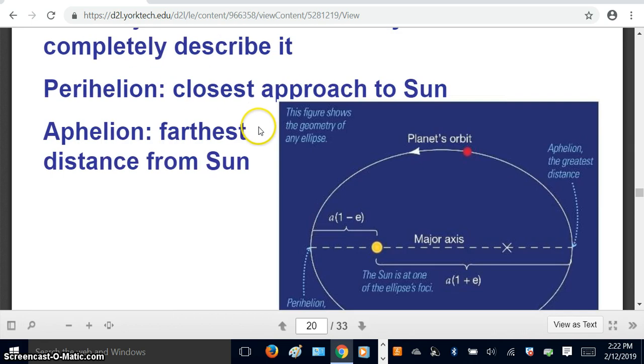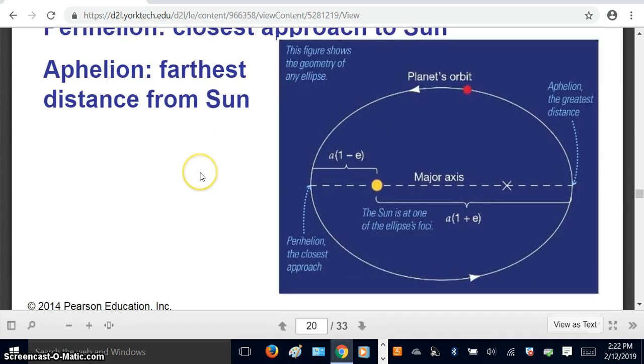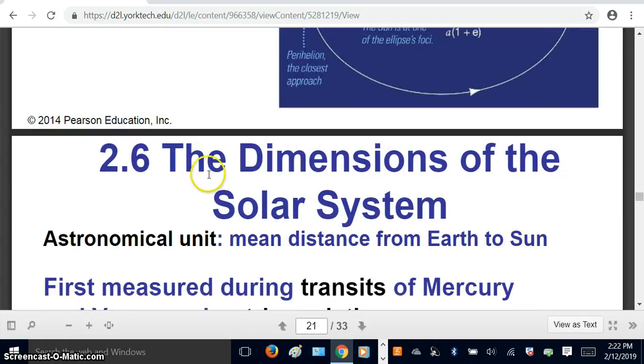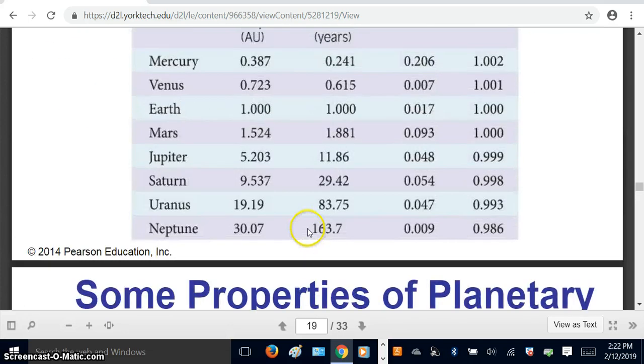All right, here are a couple of other terms. Perihelion is when a planet, or any object really, comets do this as well, is closest to the sun. Aphelion is when it's furthest from the sun. Okay, so those are some terms we need to know. So again, an astronomical unit is the distance the Earth is from the sun. So we use that. Let's go back up to here.